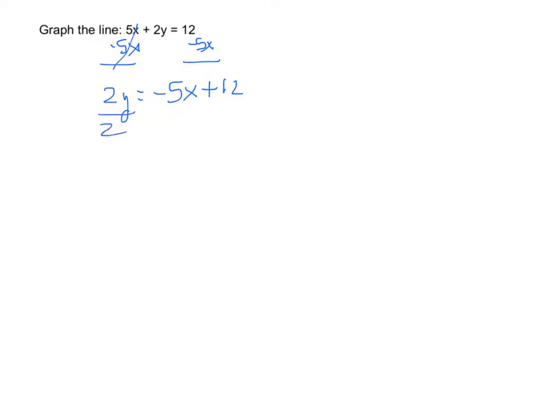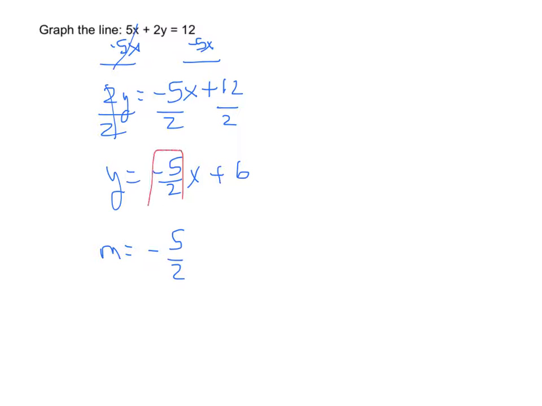Next, I'm going to divide each piece of this equation by 2, and I get y is equal to negative 5 over 2 x plus 6. So now I have two very important pieces of information. The first one is I know what the slope is, right? This is my slope here, the coefficient of x. And the second thing that I know is that my y-intercept, my b, is (0, 6).